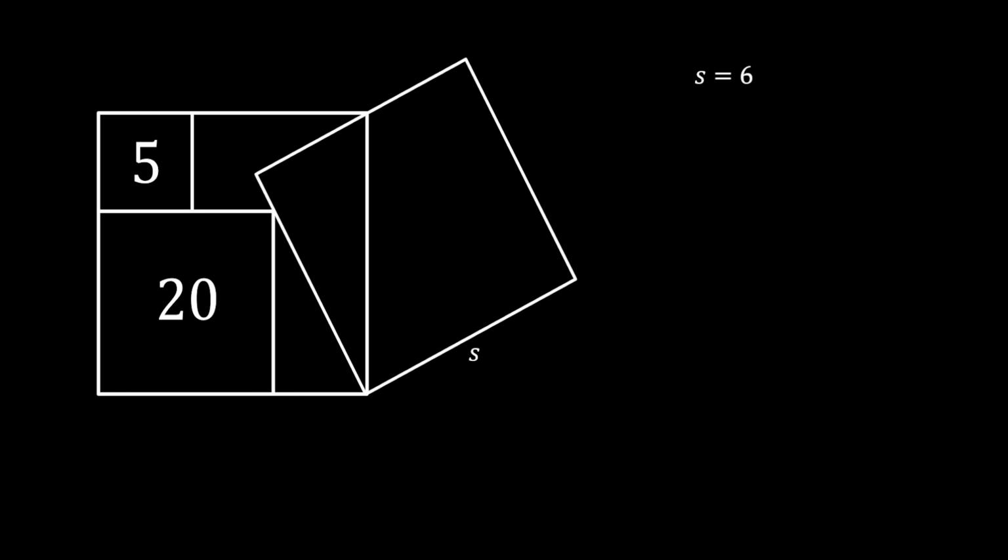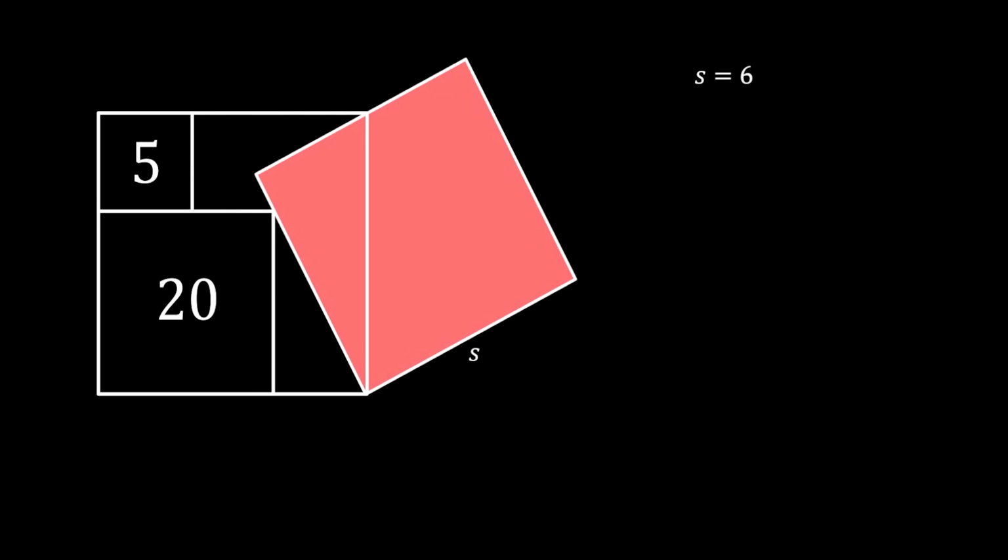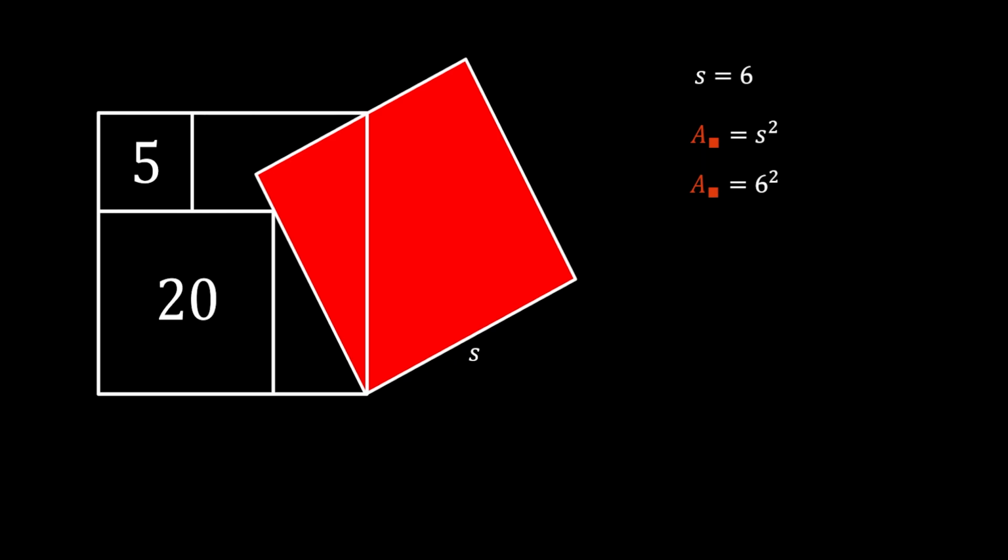Now, remember, we're looking for the area of the red square with the side of s, so the area must be equal to s squared. Now, if we substitute the value of s, we will get that this area equals 6 squared, or the area must be equal to 36 square units, and this is our solution.